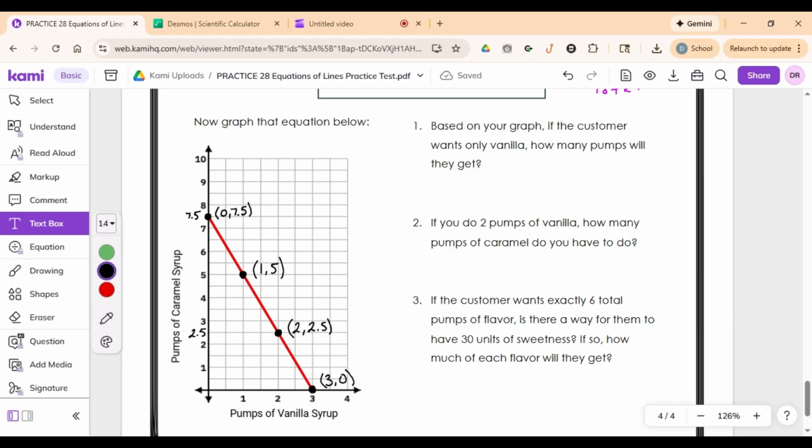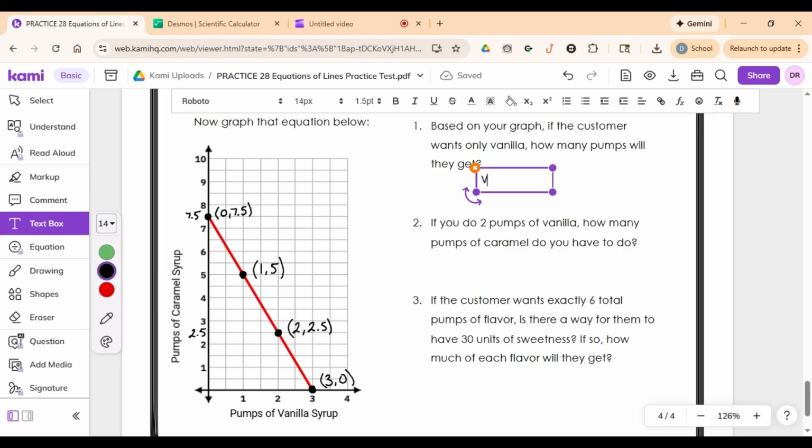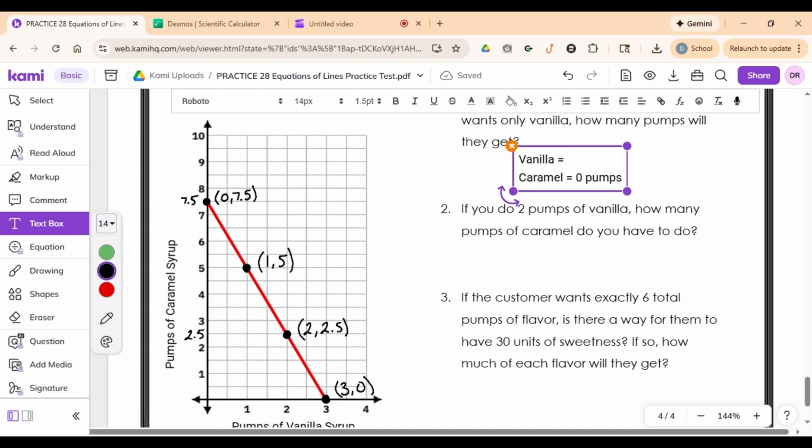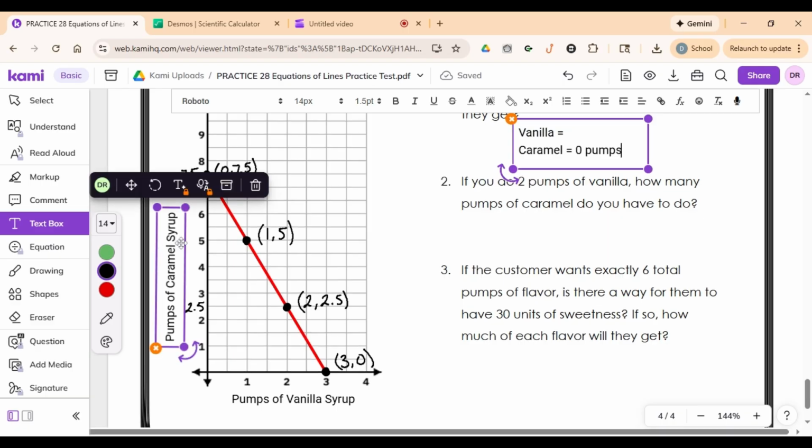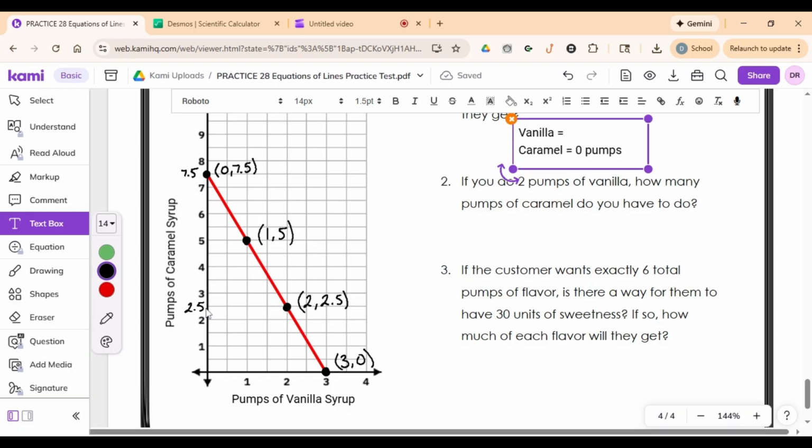If we want only vanilla, that means that we're going to have no caramel. So vanilla is going to be a certain amount, but for caramel syrup, that means that we're going to have zero pumps of the caramel. So no caramel is going into these drinks. What we need to do is think about what the graph is showing us. For this particular graph, we have 0 pumps of caramel, and caramel is this area here on the left side. These numbers are for caramel, and if we're going to have 0 caramel, we need to go all the way down to the bottom of this line where 0 is located.